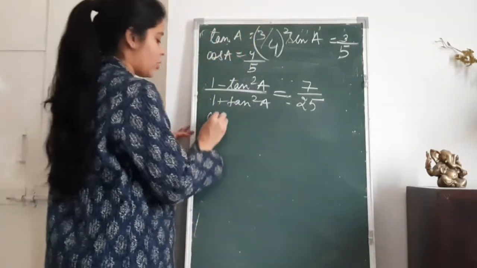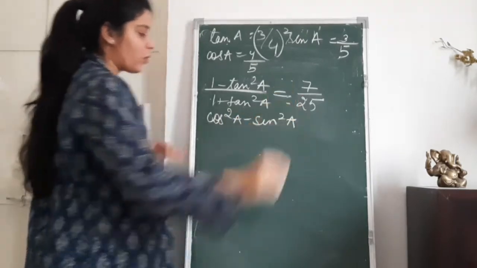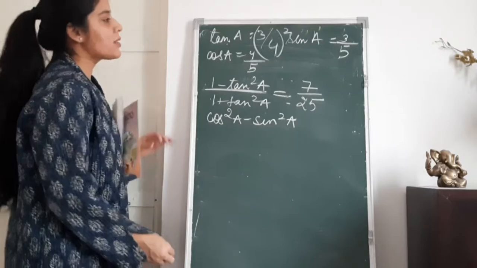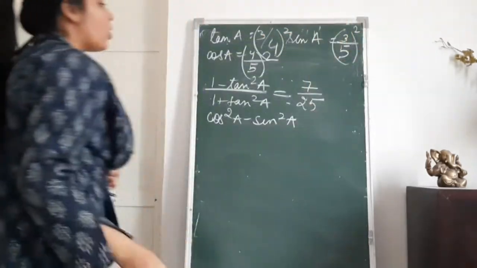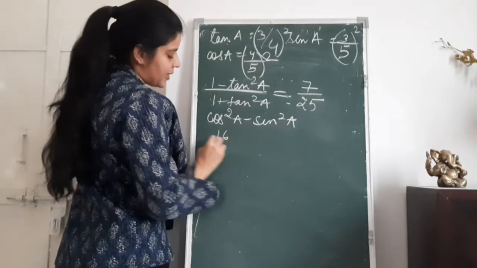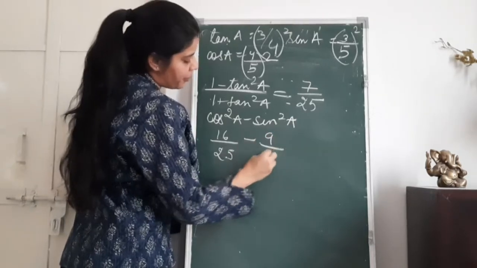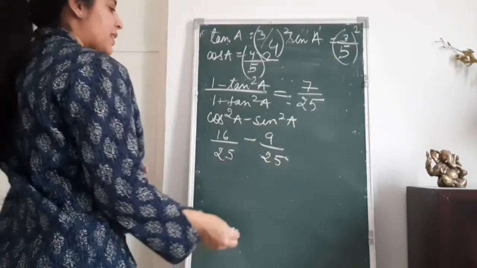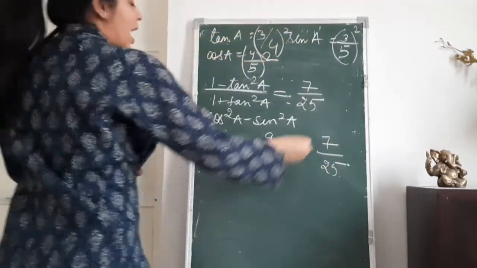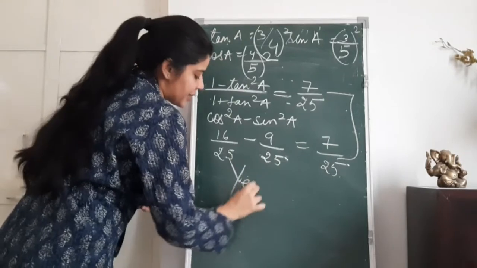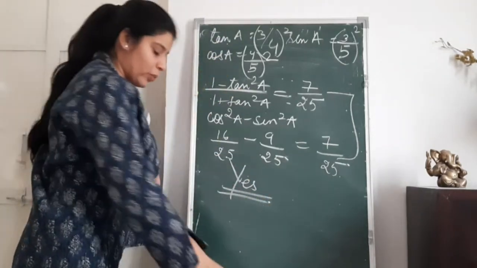Now let's see what cos square A minus sin square A is. Cos square A will be the square of this and sin square A will be the square of this. Cos square A will be 16 upon 25 and sin square A is going to be equal to 9 upon 25. That gives me 16 minus 9 is equal to 7 upon 25 because denominators are the same. Are these equal? Yes. Both of them are equal.